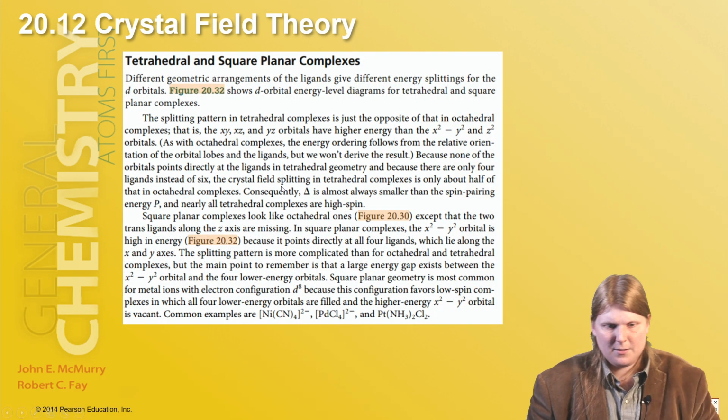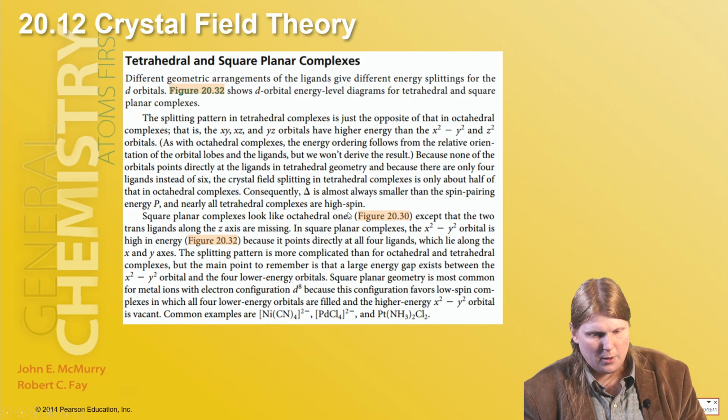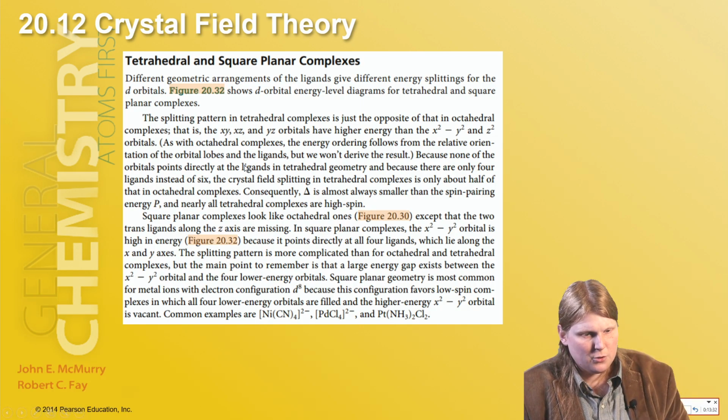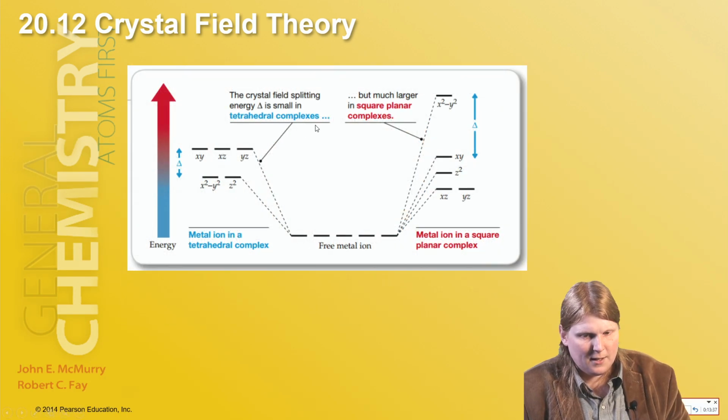And they talk a little bit about other kinds of complexes, tetrahedral and square planar complexes, where you don't have access to all of these orbitals. So they say this is the opposite. So here's where the xy, xz, and yz will have higher energy. Again, like we talked about, different complexes will have different ordering. So in the octahedral complex, the energy ordering follows the relative orientation. They don't derive the result, but the point is that in square planar systems, the relative map is different.